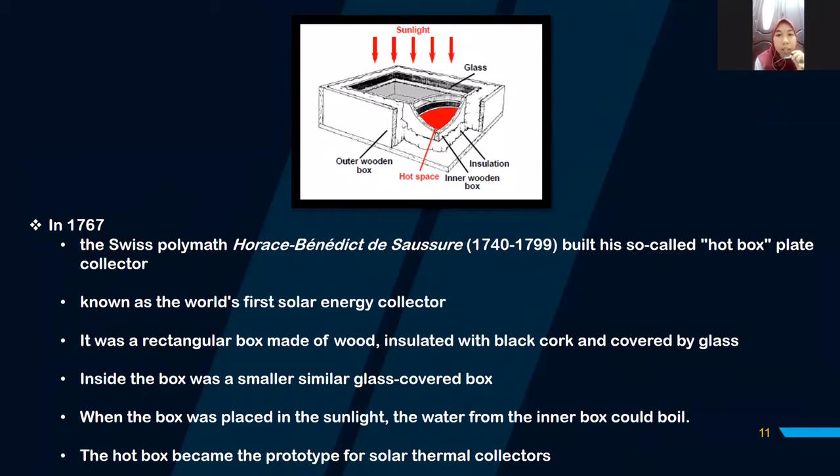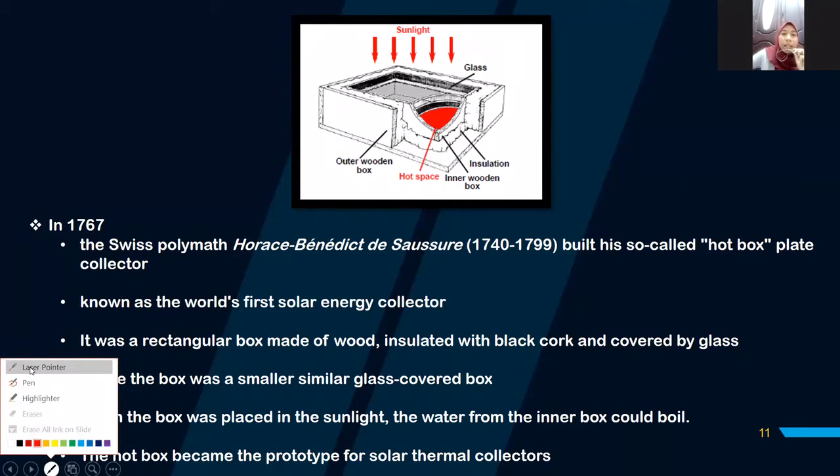In 1767, the Swiss polymath Horace Benedict de Saussure built his so-called hot box plate collector, known as the world's first solar energy collector. It was a rectangular box made of wood, insulated with black cork and covered by glass. Inside the box was a smaller, similar glass-covered box. When the box was placed in the sunlight, the water from the inner box could boil. The hot box became the prototype for the solar thermal collector.